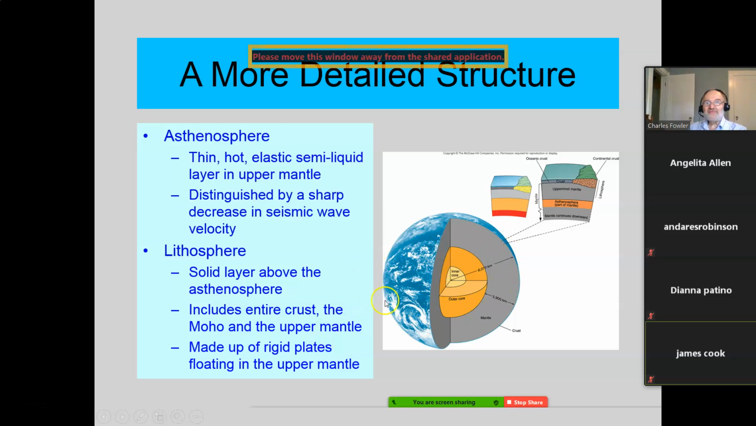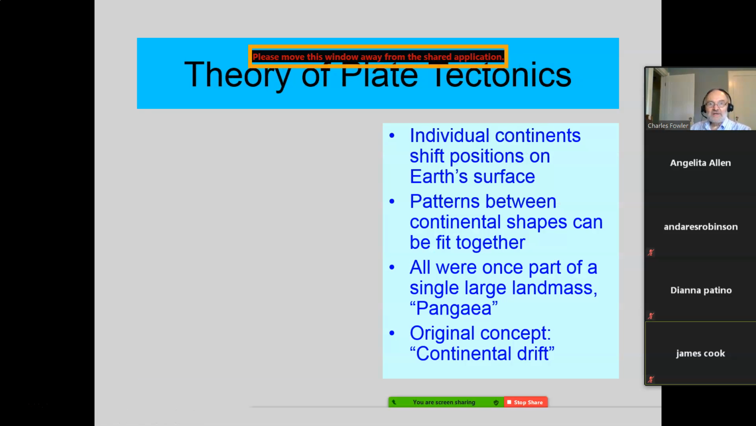Now, that detailed structure here, or at least the theory that it exists this way, makes up the basis for plate tectonics. So, that's where we begin in 1803.